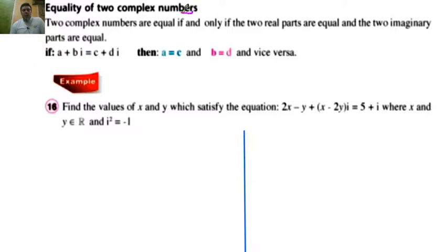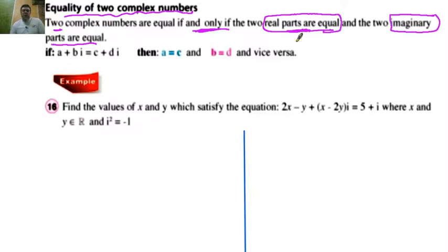Equality of two complex numbers. Two complex numbers are equal if and only if the two real parts are equal and the two imaginary parts are equal. If the two real parts are equal and the two imaginary parts are not equal, then the two numbers are not equal. The two conditions must be satisfied together, not just one.